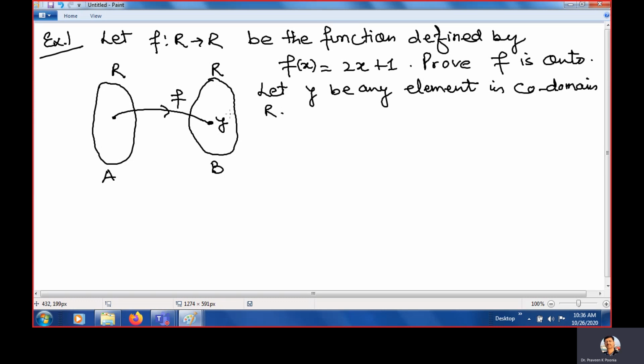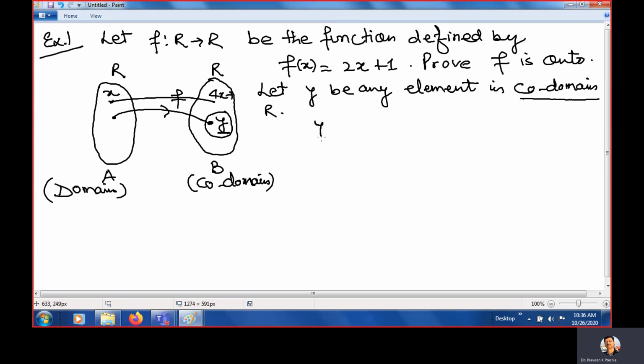So what we have done? We have taken this element y in R in the codomain. I mentioned clearly in the codomain. This is domain and this is codomain. So what we are going to do? We are taking one element y in codomain. If this is the element x, what is the image of this? 4x minus 1. So y equals 4x minus 1.